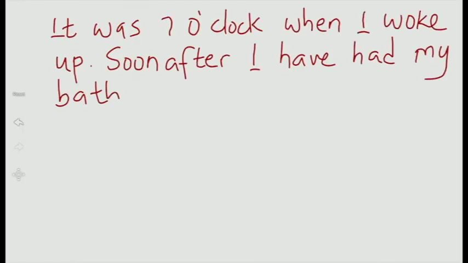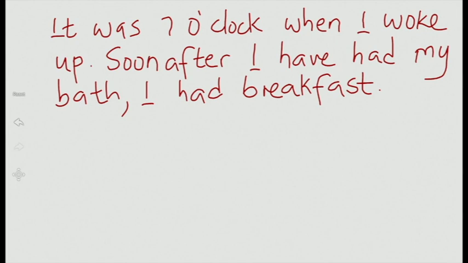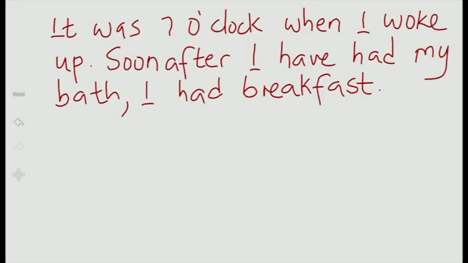You may want to begin like this, an example of a sentence: It was 7 o'clock when I woke up. That is a simple sentence that we've just used. And then you vary the length and the type of sentence. The next one says, soon after I had my bath, comma, I had breakfast. You see, this one has two clauses. Soon after I've had my bath is the dependent clause, and then you've got the main clause, I had breakfast. So this is the sentence variation we're talking about.